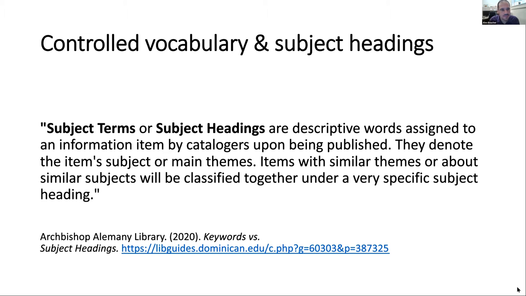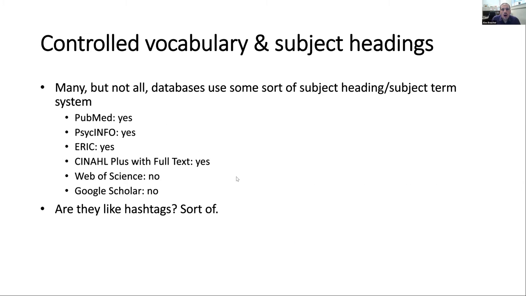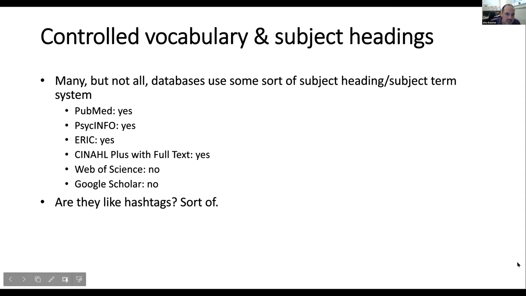Next slide, please, Lance. I say many databases use this system, but not all do. I have a few examples here, and there are even some caveats with some of these examples. The Web of Science General Collection does not really use a controlled vocabulary system. I believe some of its individual component databases do, but the overall collection does not. Google Scholar does not use controlled vocabulary, and this is not even a comprehensive list. There are some databases that do not use it.